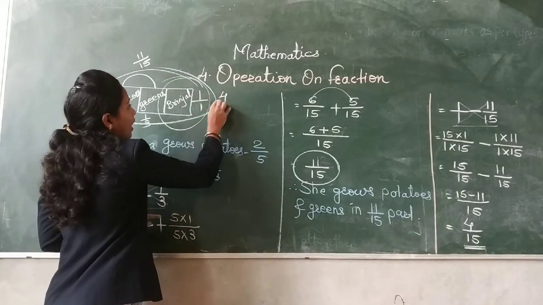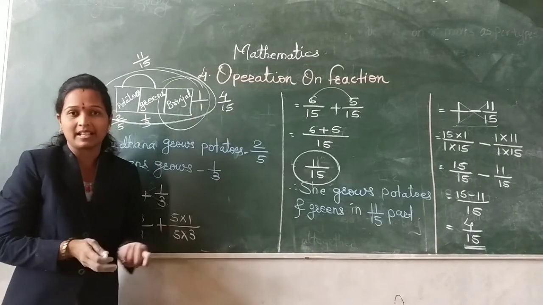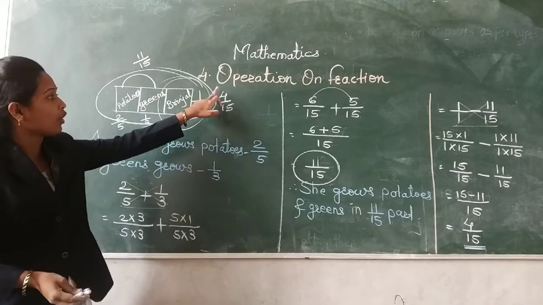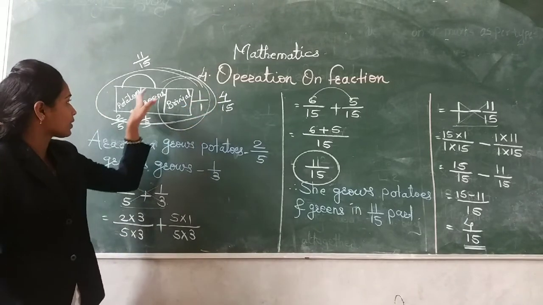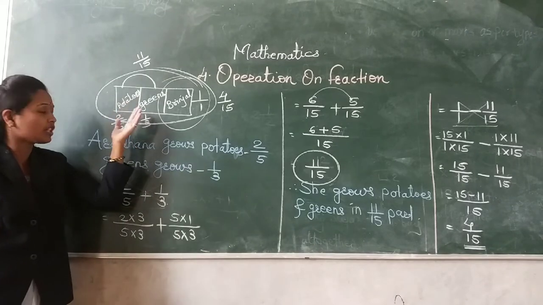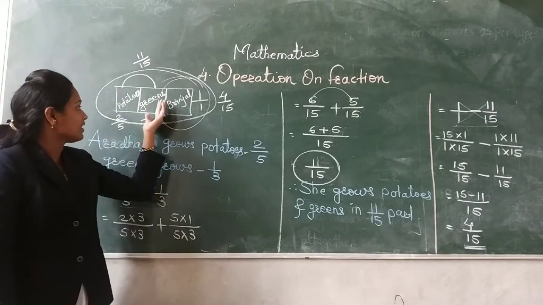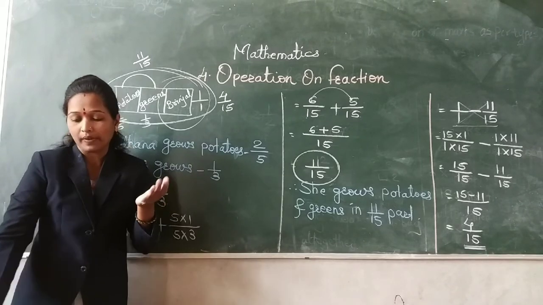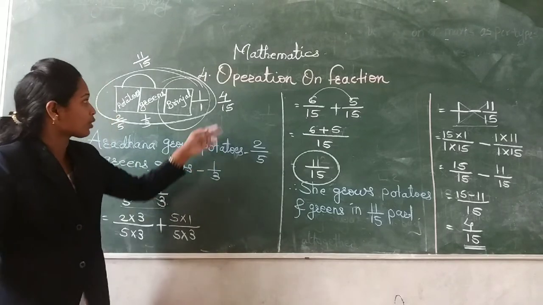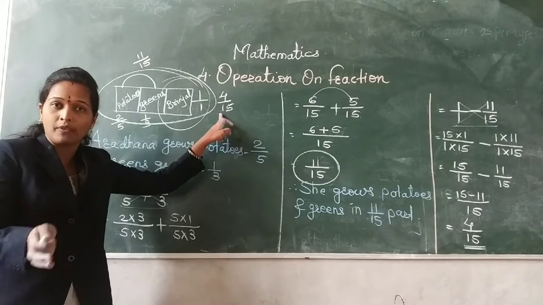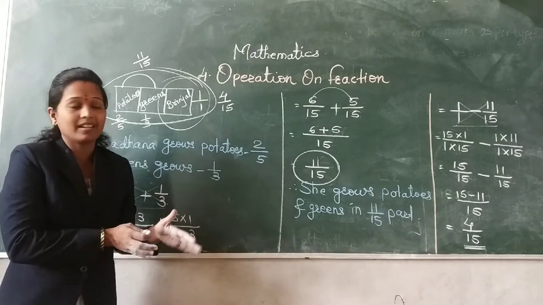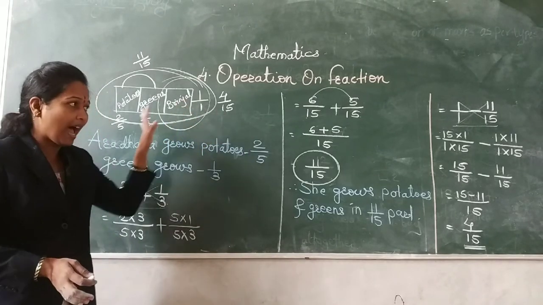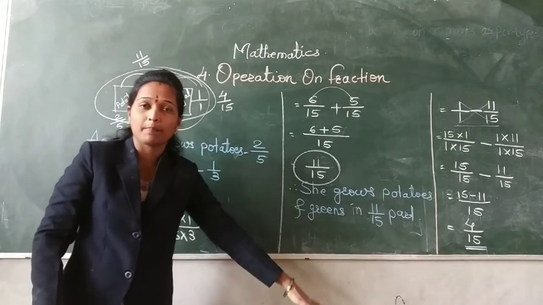It means your 4 upon 15 is the brinjal part. In the 4 upon 15 part, she grows the brinjal. It means potato, she grows 2 upon 5 part. Greens, she grows 1 upon 3rd part. And we are asking the question, how much of her plot did she plant brinjal? So 4 upon 15 part of her garden, she plants the brinjal. I hope that you can understand it properly.